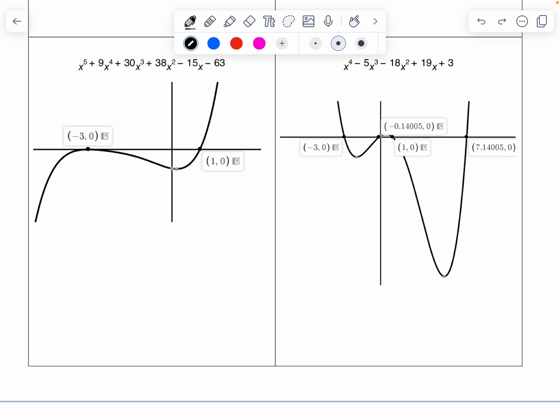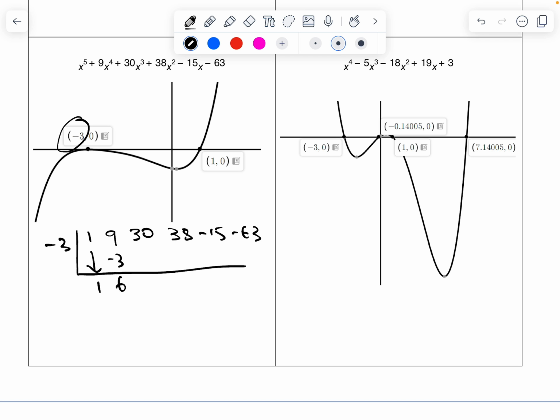So let's set up the synthetic division. We've got -3, and we're going to be able to run that twice. So we got 1, 9, 30, 38, -15, -63. That comes down. -3 gives you 6, -18, 12, -36, 2, -6, -21, -3 times -21 is +63, and we're good.